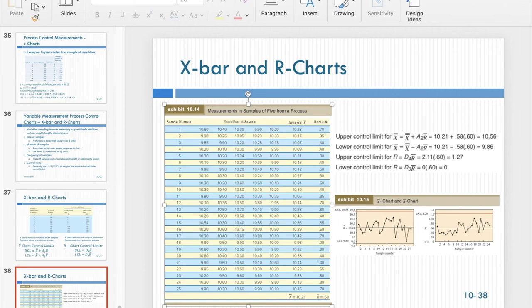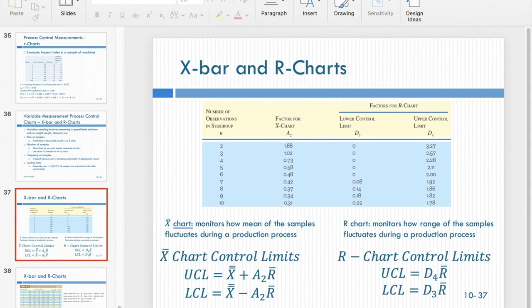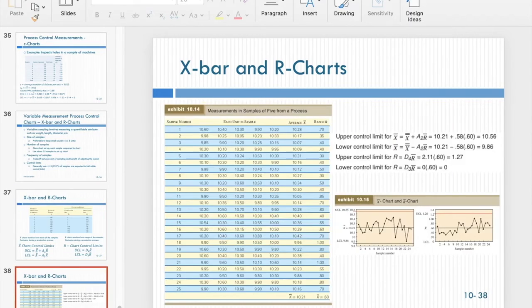Let's say for the first unit within the first sample, the length is 10.6. The second one is 10.4. The third one is 10.3. The fourth one is 9.9. The last one is 10.2. That's it. And then in the second sample, you have 5 different units, and you record the length of each. In the same fashion, you can record all the numbers for different units within different samples. Since for X bar you are monitoring how the samples fluctuate during the production process, right?